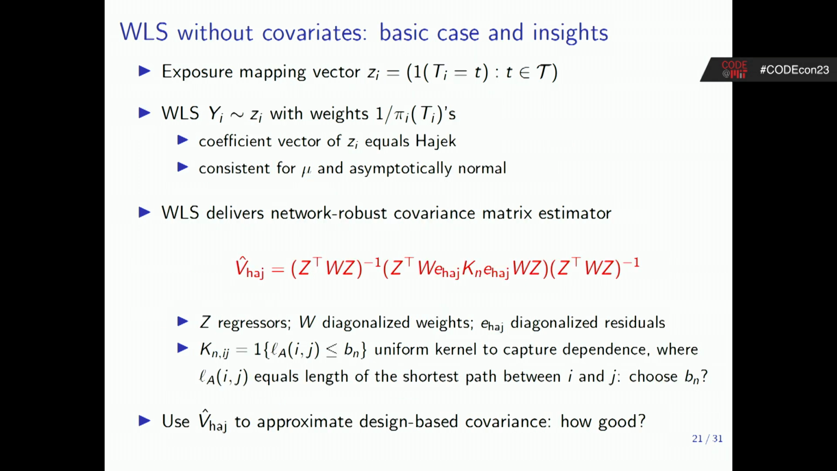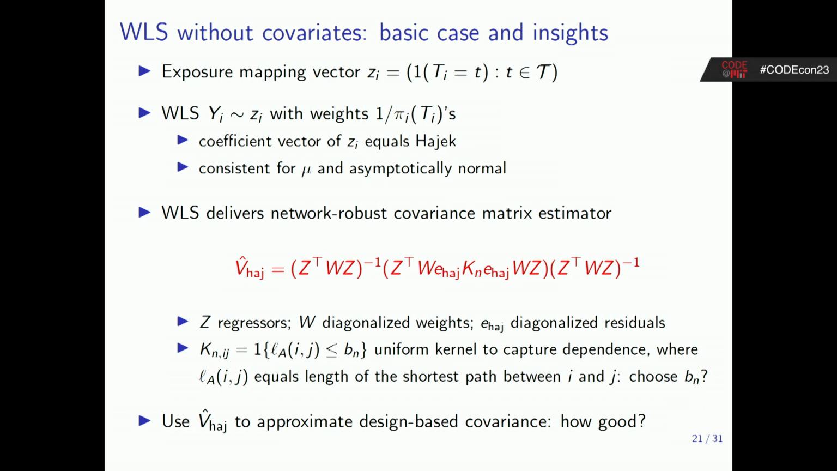More details. I do want to give you more details about the theory. I think this is the key slide. If you understand this, you understand everything else. This is weighted least squares without covariates. The basic case can give us insight. Recall the vector of exposure mapping Zi, just the vector of the dummies. We run regression of Y on Z with weights. Coefficients of Z equal the Hajek estimator. It's consistent and asymptotically normal. Moreover, this is the network robust covariance matrix. This is the only formula for this talk. I know it's too late for formulas, but this is the formula I want to show you.